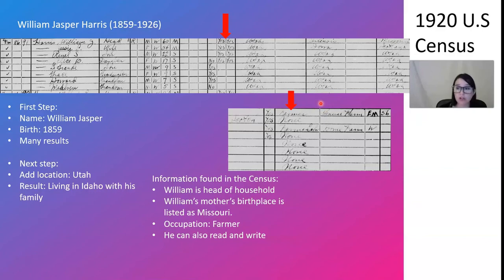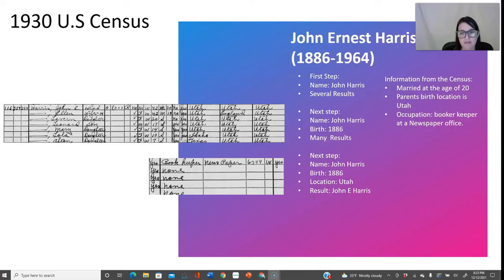So now we're going to go to his son, John. So John is a very, very, very common name. So I typed in John Harris. And I knew I'd get lots of results, but I wanted to see if I would be able to get any top results of his. And I didn't. So then I added his birth year, which is 1886, and I still had several different results. After that, then I added his location of Utah to narrow it down. And I was able to find him under John E. Harris. So he's right here with his wife, Ellen.